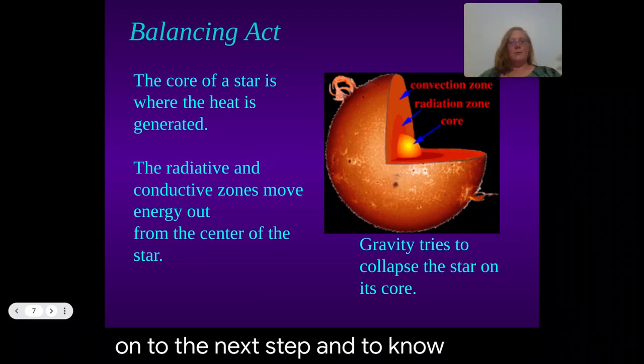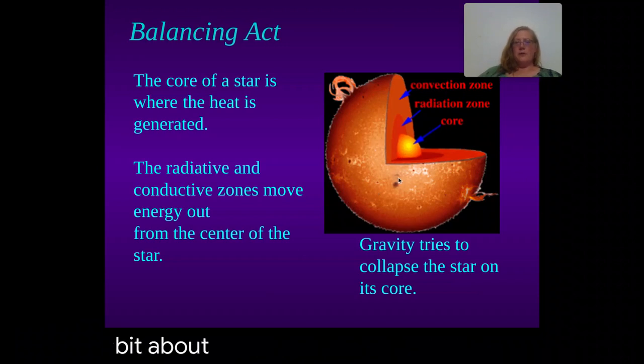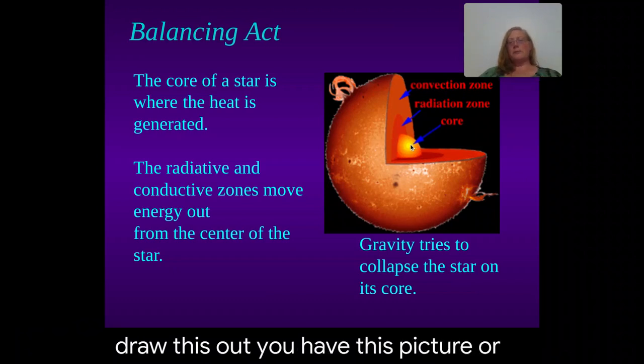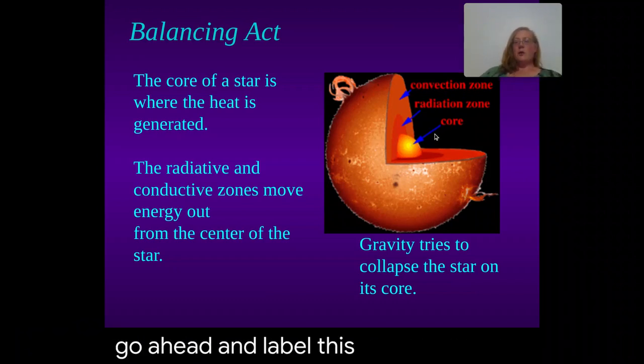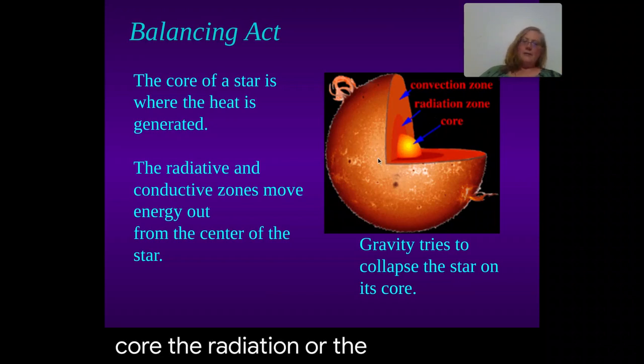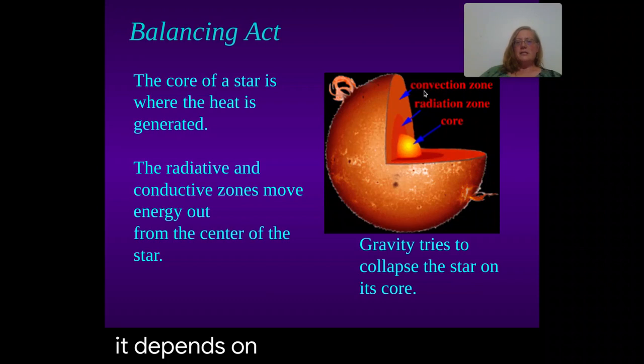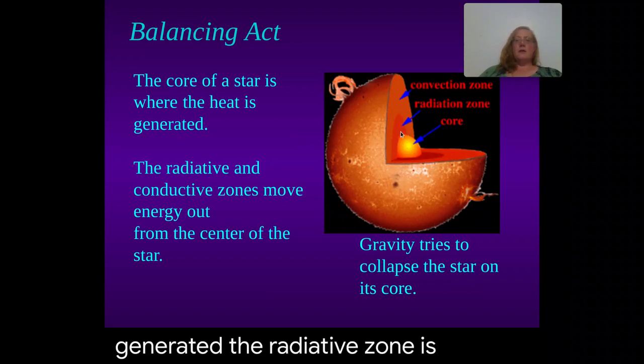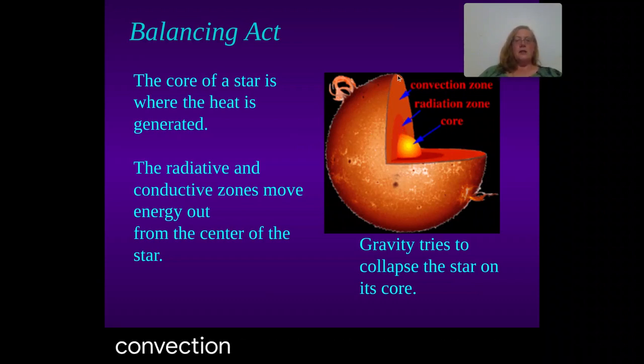And to know what this means, we should also know a little bit about the star. So make sure you draw this out. You have this picture or a similar picture on your note guide, so go ahead and label this. You have the core, the radiation or the radiative zone, it depends on what book you're looking at, and the convection zone, or convective zone. That should be a V there, not a D. I will change that shortly. So the core is where the heat is generated. The radiative zone is where it's starting to move out. And the convection zone is where the heat is circulating.